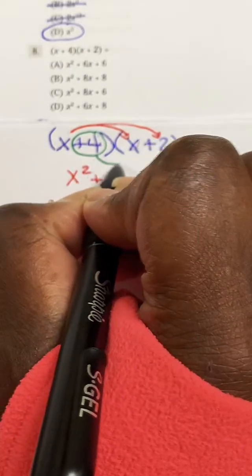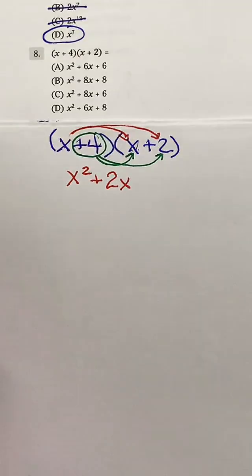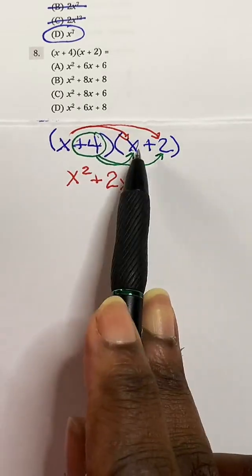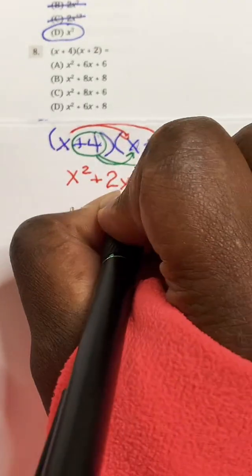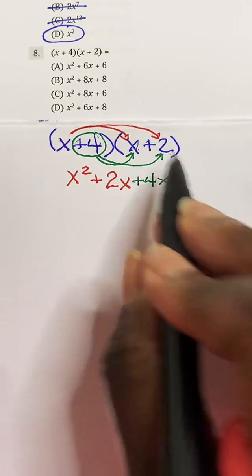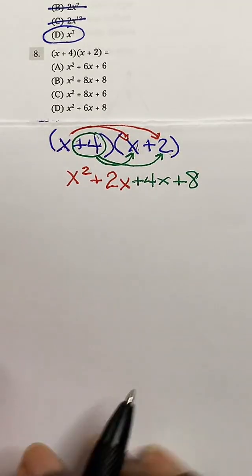Now I'm going to distribute that to everything in the second parenthesis. So it's going to be 4 times x. This is a positive 4. It's going to be a plus 4x. And then 4 times 2 gives me a positive 8.